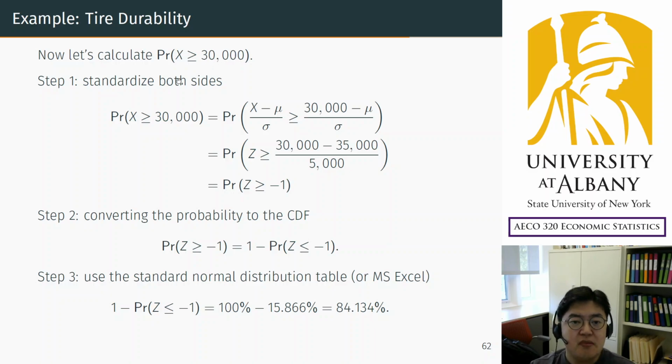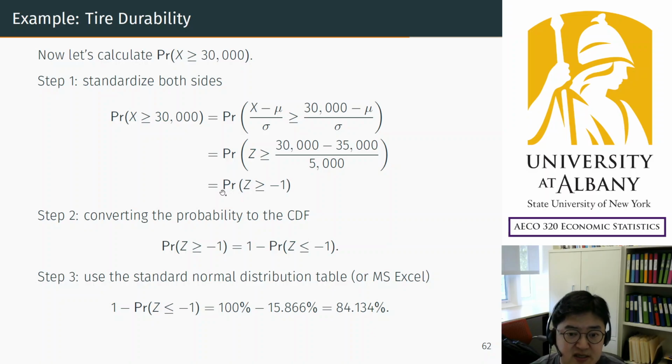Okay. In that case, the idea is the same. We are going to standardize the random variable x into z. We know that. So do that. Standardize x and also standardize the right hand side. Now you get minus 1. So 30,000 miles is 1 standard deviation short of the mean, the expectation. So this is the standardized probability.